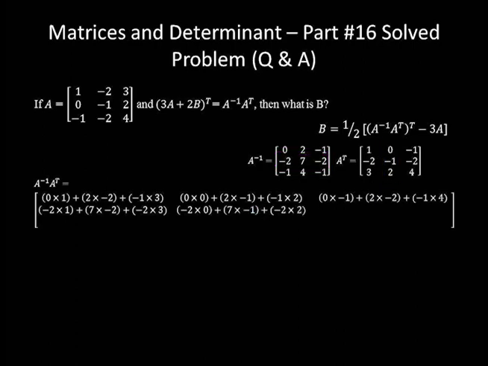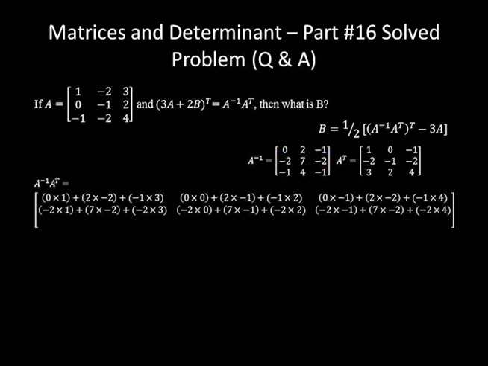To find the element in row 2 column 3, we have to multiply row 2 of A inverse with the corresponding column 3 elements of A transpose. Negative 2 times negative 1 plus 7 times negative 2 plus negative 2 times 4.